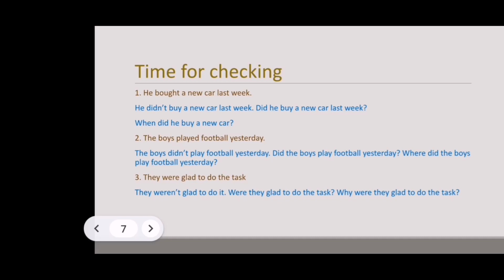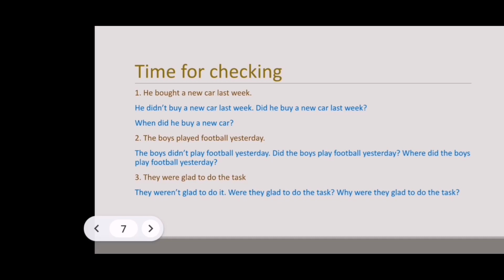Something like a prompt. To ask the questions like when, where, why, it's necessary to put these words when, where, why in front of the yes-no question. Once more, pay attention. Did he buy a new car? When did he buy a new car? The boys played football yesterday. The boys didn't play. Pay attention, not played, play. Did the boys play football yesterday? Where did the boys play football yesterday?